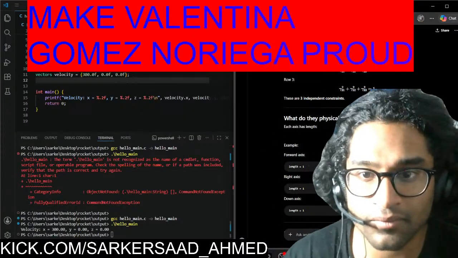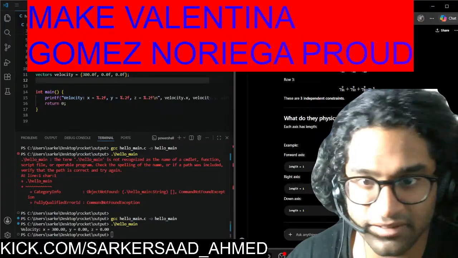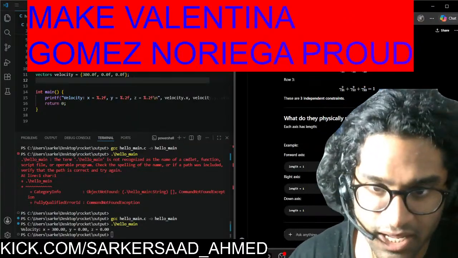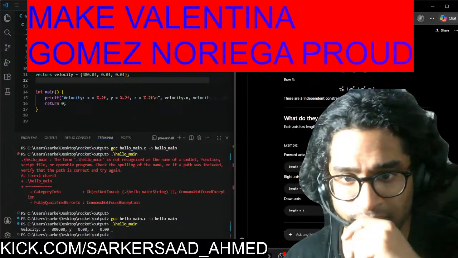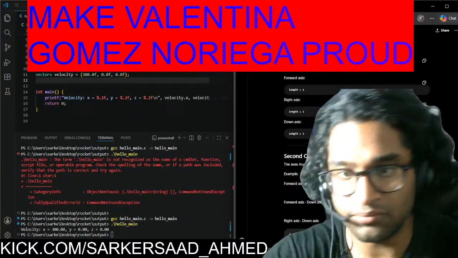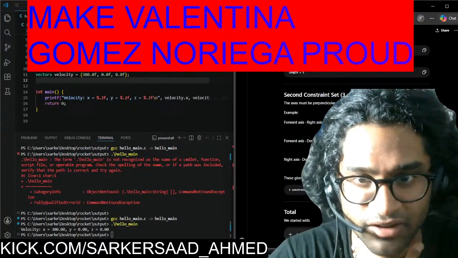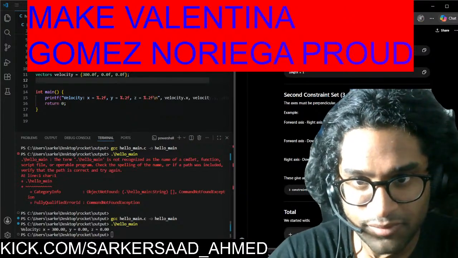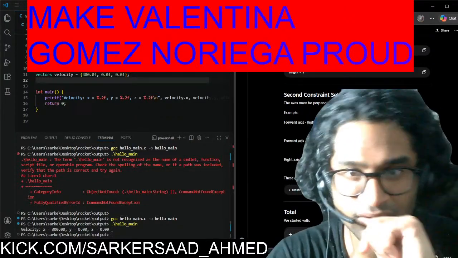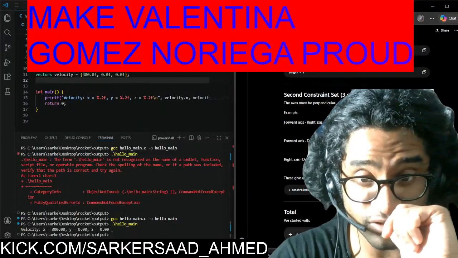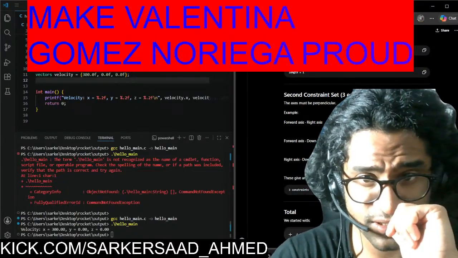Okay. So what do they physically mean? So each axis has length. So forward axis length will be 1, right axis length will be 1, and down axis length will be 1. And then the second constraint, the axes must be perpendicular. You mean the columns? Columns, right? The columns, right?